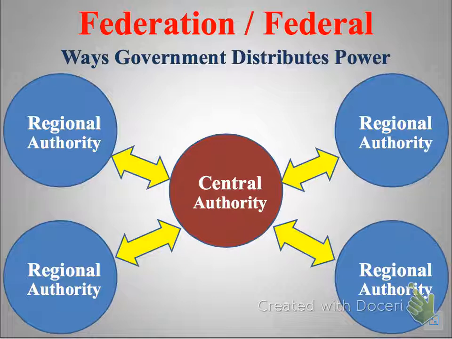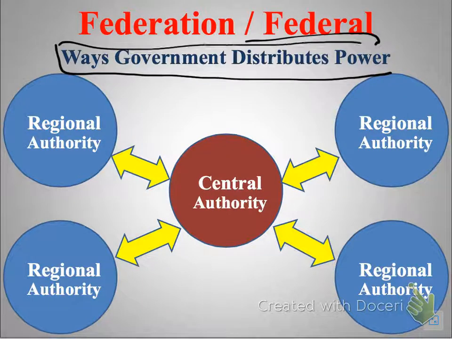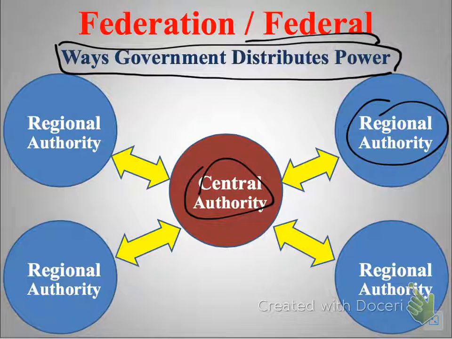So the first type of government that we're going to talk about is a federal type of government, and the first three have to do with the way that governments distribute power between themselves. In a federal type of government, you've got a central authority and a regional authority. Regional authority will usually be something like a state or a province, and in a federal government, these regional authorities and the central authorities share power between themselves.